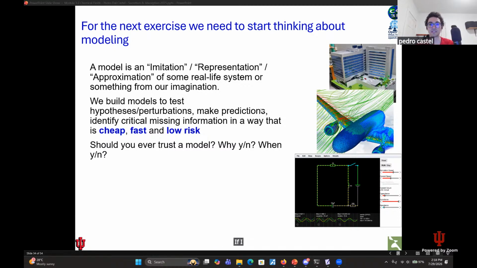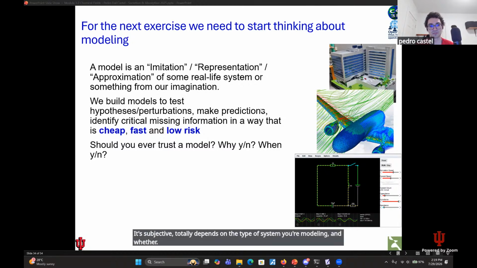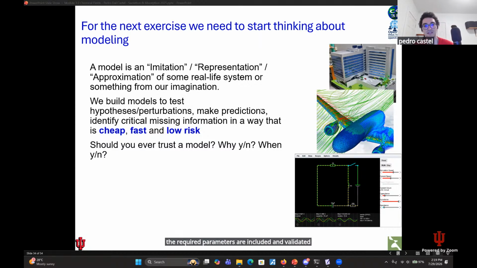If I have a model of a patient that I'm using to calculate how much drug I'm going to inject, I will be more cautious than if I have a model of a cell phone or something less risky, you know? It's subjective. It totally depends on the type of system you're modeling and whether the required parameters are included and validated or not. So my personal answer is no, never. Okay, but that's a long discussion. So cautiously, yeah.